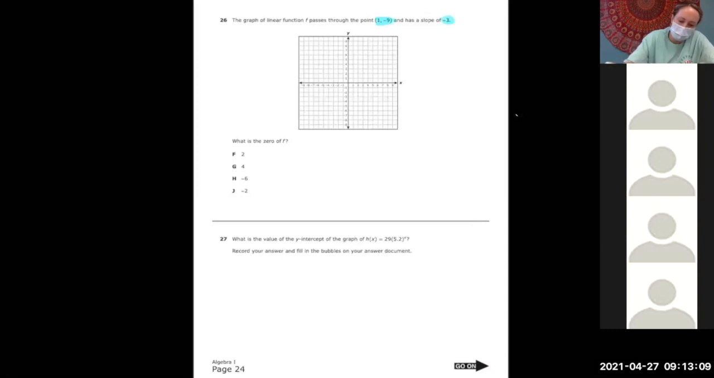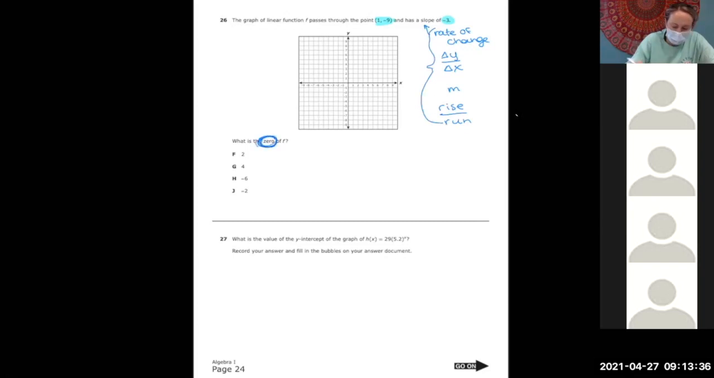So remember, slope is the rate of change. It is change in y over change in x. And it is also m in our equations, and it is rise over run. All of those things are slope, okay? And it says, what is the zero of f?